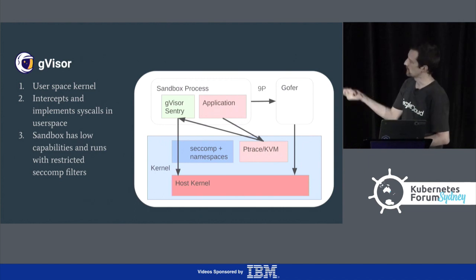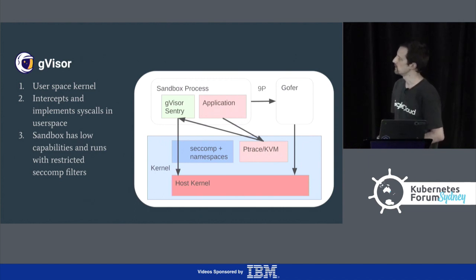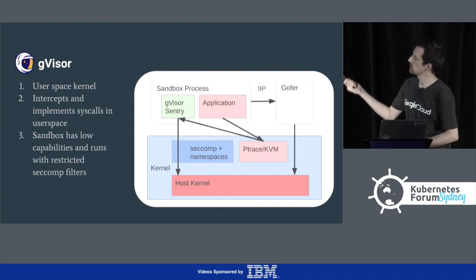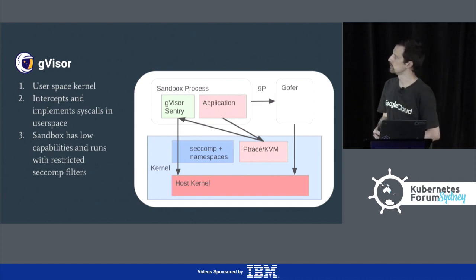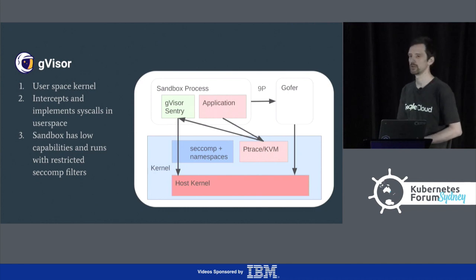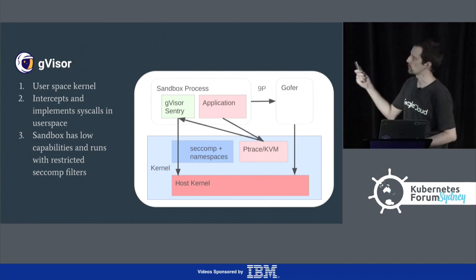And gVisor effectively does this by running a user space kernel that is separate from the host, so that even if the application is able to execute code as the kernel that it's using, it's still trapped in that sandbox environment.